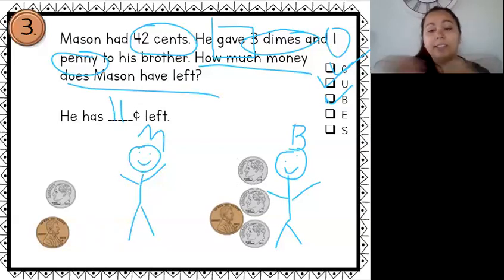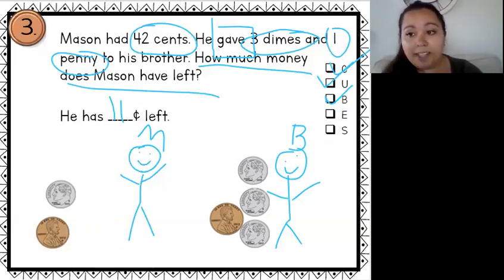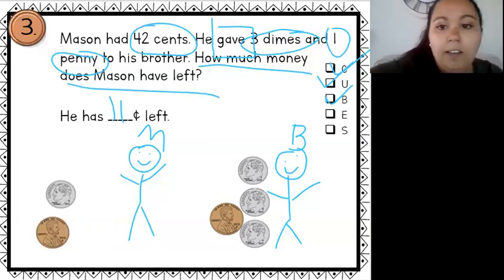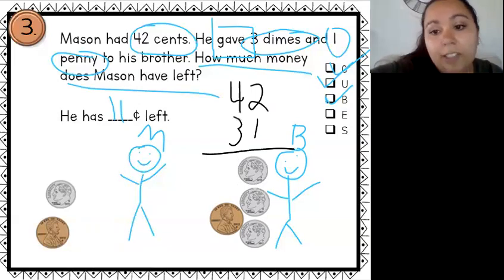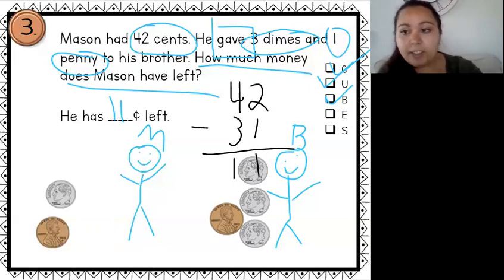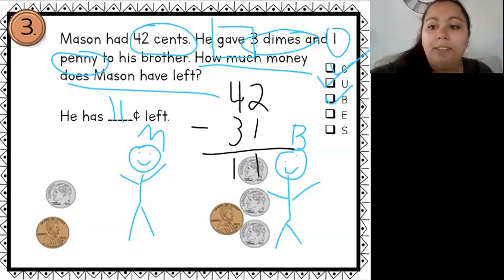You could also do this. Another way you could have done this, if you didn't want to do the pictures, you could have known 3 dimes and 1 penny. 3 dimes is 3 tens and 1 penny is 31, right? You could have done this: 42 minus 31. That would also give you 11, right? So if you want to do vertical, you could have done that, or with pictures is awesome too. So we evaluated and we solved.